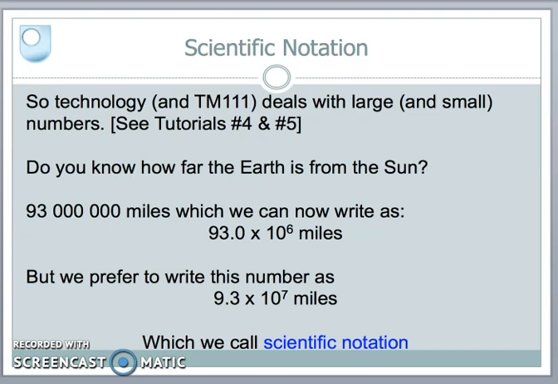I want to move that decimal point one more place to the left, so I'm left with a single digit on the left-hand side of the decimal point. By moving it one more decimal point place to the left, I need to raise my 10 to another power. So my distance from the Earth to the Sun can be represented as 9.3 times 10 to the power of 7 miles. So this is representing my 93 million in terms of what we call scientific notation.